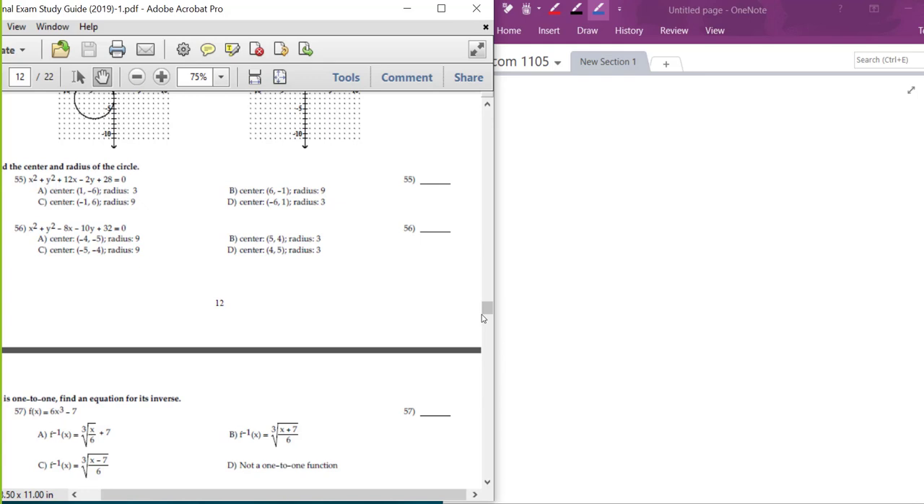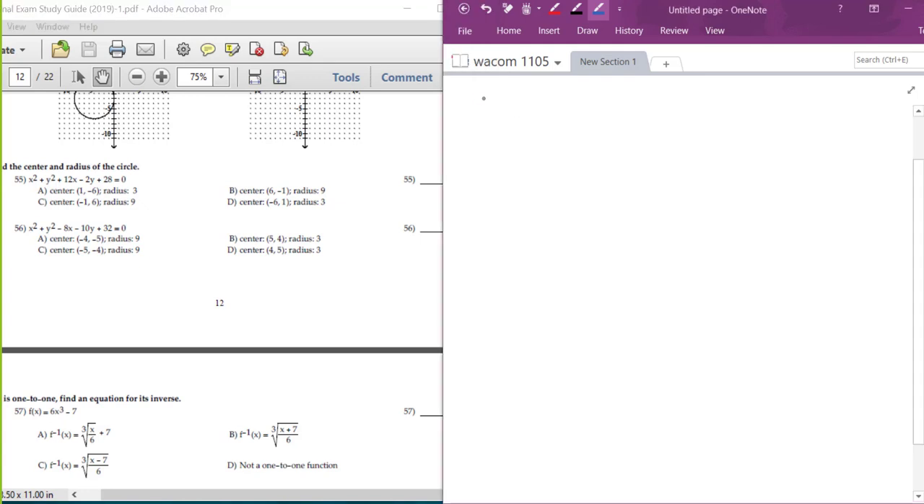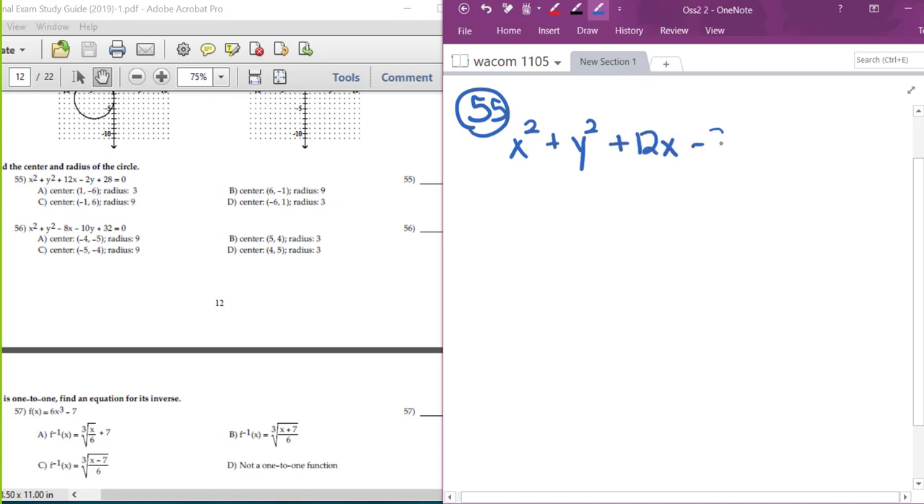All right, so 55. We have x squared plus y squared plus 12x minus 2y plus 28 equals 0. It's easy to forget these because you work on them in that one section and then you never do them again. All right, so we want to change this equation of the circle into the other form so we can read off the radius and the center.